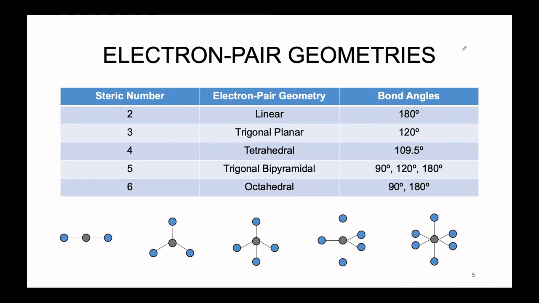Okay, so our electron pair geometries can be seen down below. In this class, we are going to be paying attention to the geometries caused by these 5 different steric number options around our central atom.